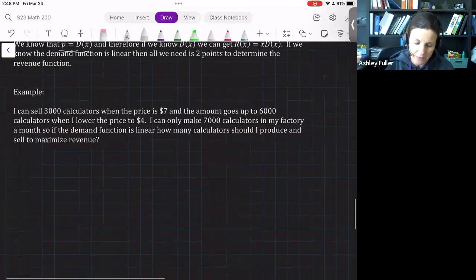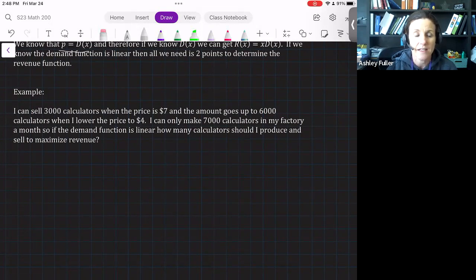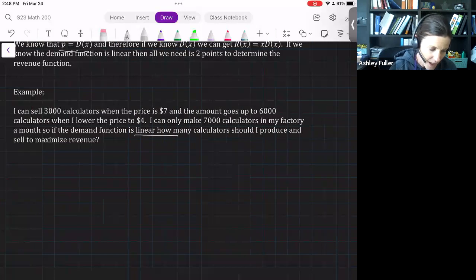Let's consider an example here where we're selling 3,000 calculators at a price of $7. And if that amount goes up to 6,000 calculators, then the price lowers to $4. I can max out at making 7,000 calculators in my factory. So if the demand function is linear, and this is a key phrase here, how many calculators should I produce to maximize revenue? Notice here the number of calculators is our X value.